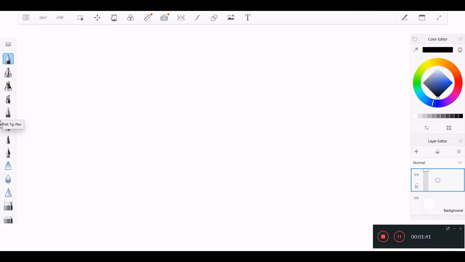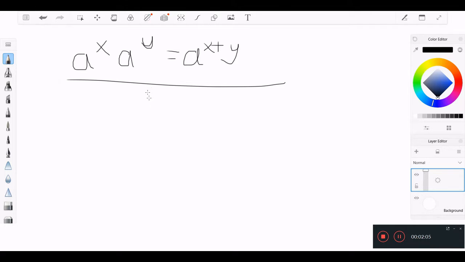So the first thing that I will show you guys is a^x times a^y equal to a^(x+y). If you see a question like this, you must know the properties of it. You must know how to solve it.